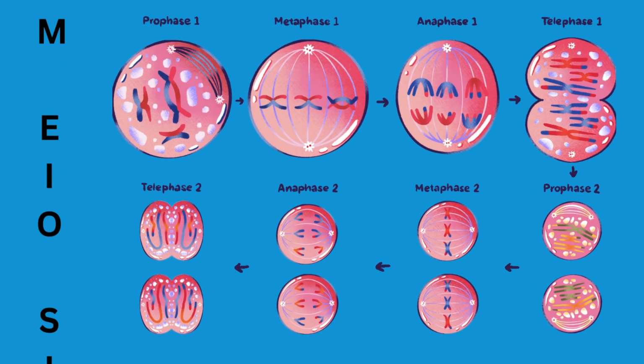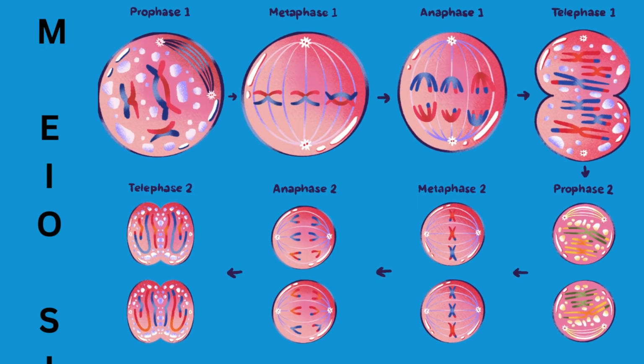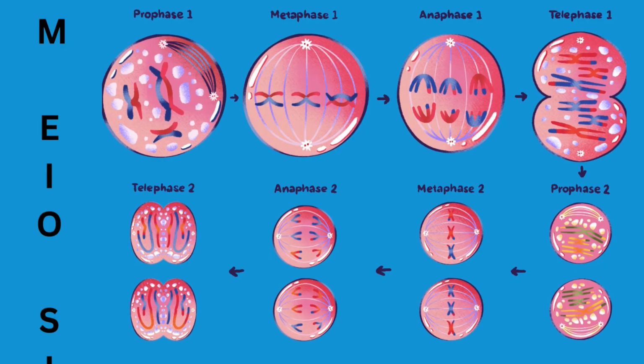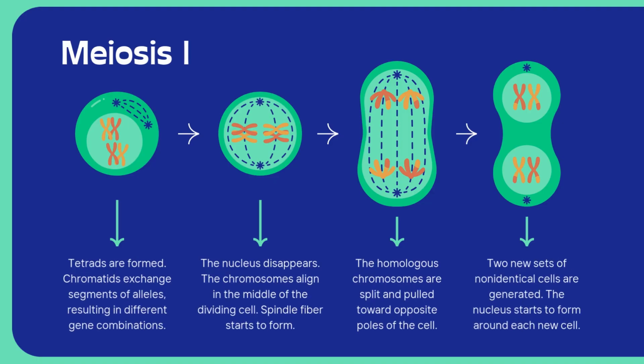Meiosis 1 is a reduction division which reduces the number of chromosomes in the daughter cells to half. Firstly, karyokinesis forms two haploid nuclei, which is followed by cytokinesis. Karyokinesis in meiosis 1 is further divided into prophase 1, metaphase 1, anaphase 1, and telophase 1.